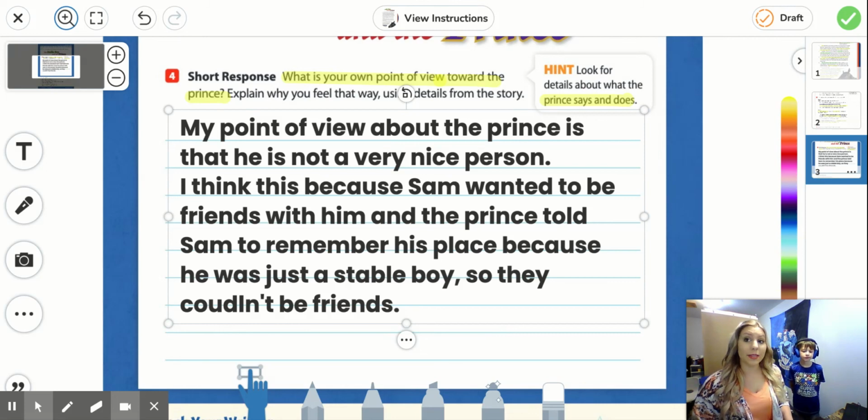Your point of view might be different. You can go ahead and type my point of view if you agree with me, or if you disagree, you can type your point of view. Go ahead and take a minute to do that.